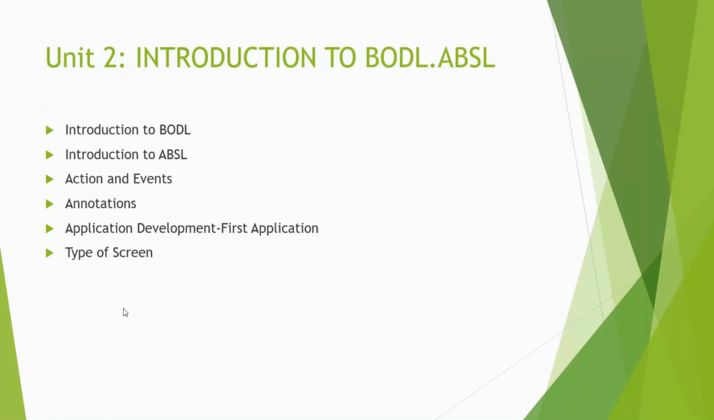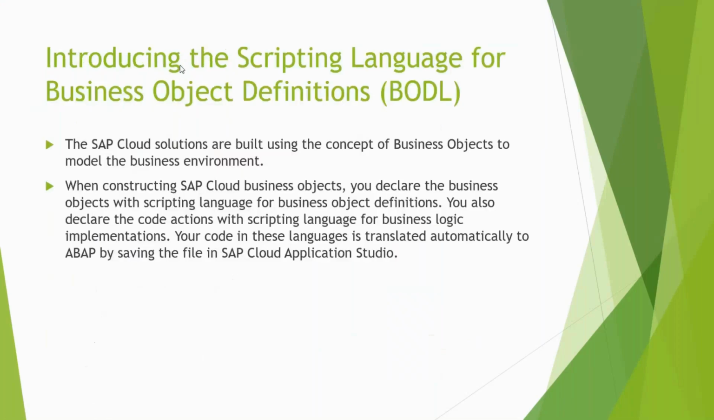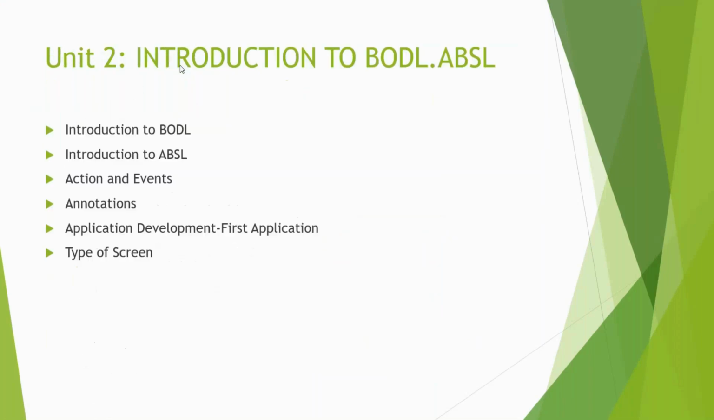In C4C, we have two scripting languages on the backend side. One is BODL and the other is ABSL. BODL is a business object definition language, and ABSL means advanced business scripting language. These two languages we will be using in C4C. What is the difference between BODL and ABSL, and in which scenario do we use BODL and where do we use ABSL? BODL is used only for defining the structure of a business object.